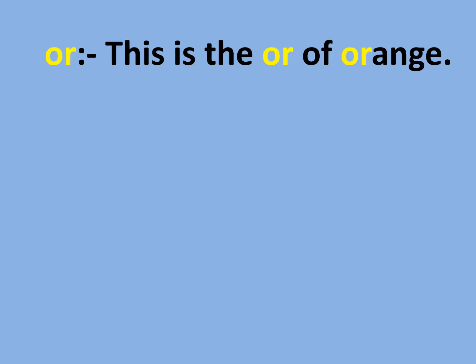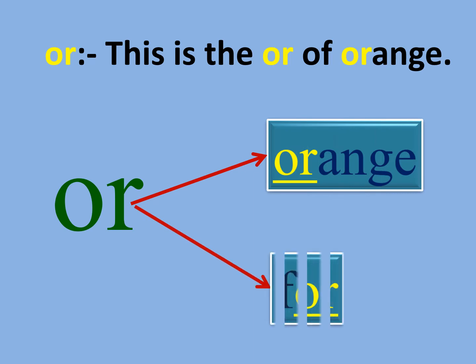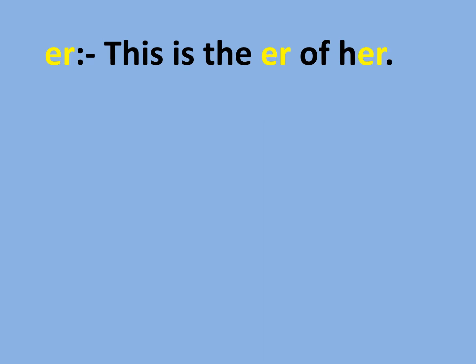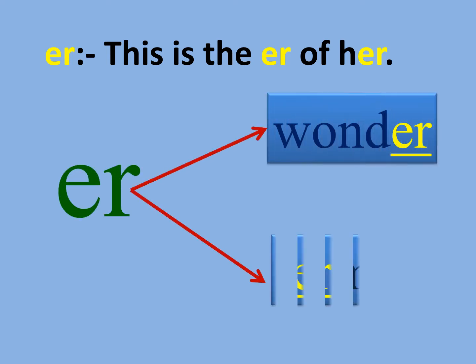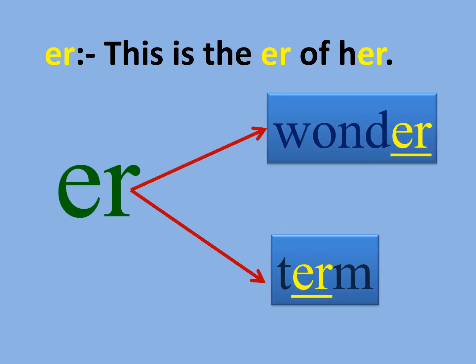The next sound is or. This is the or of orange. And the words are or as in orange or as in for. The next sound is... If I want to refer to it, I would refer to it as... this is the... of her. And the words are as in wonder or as in term.